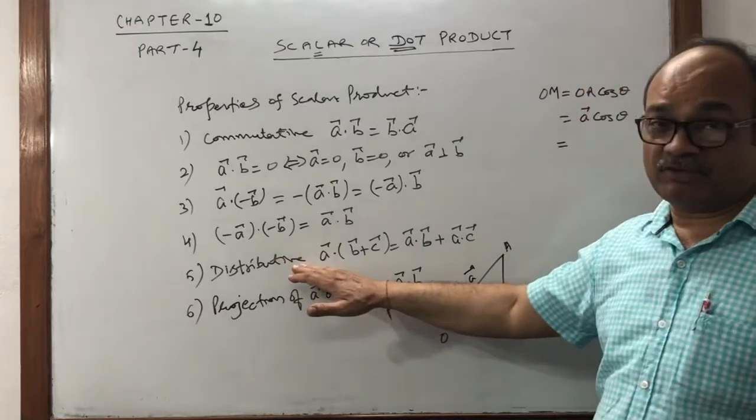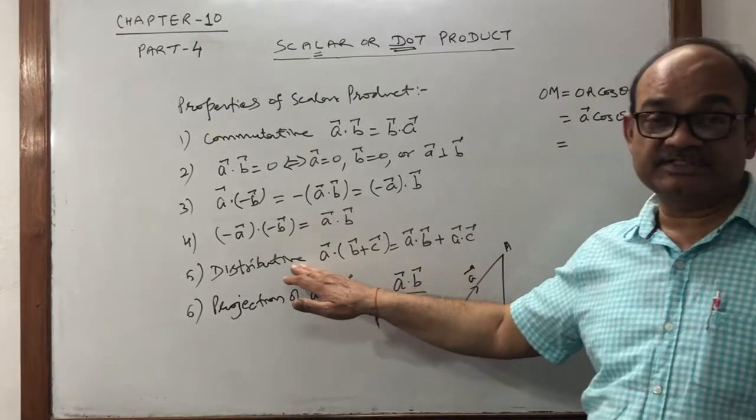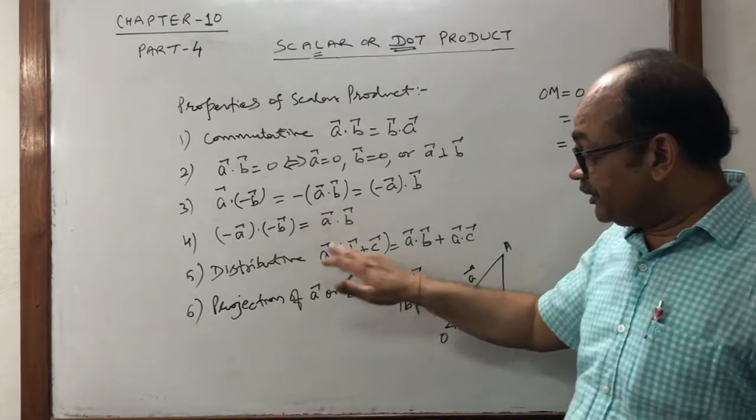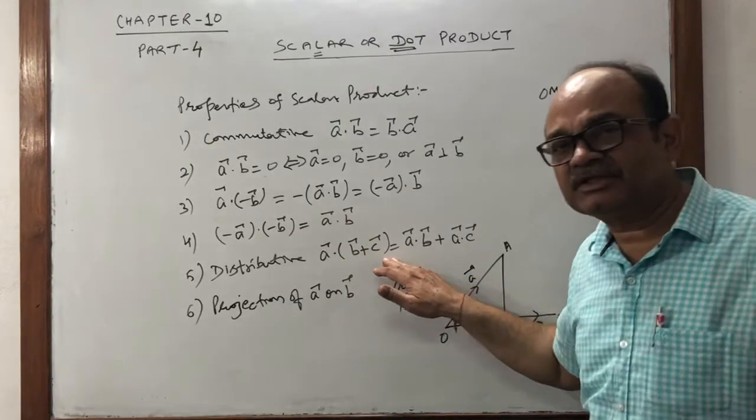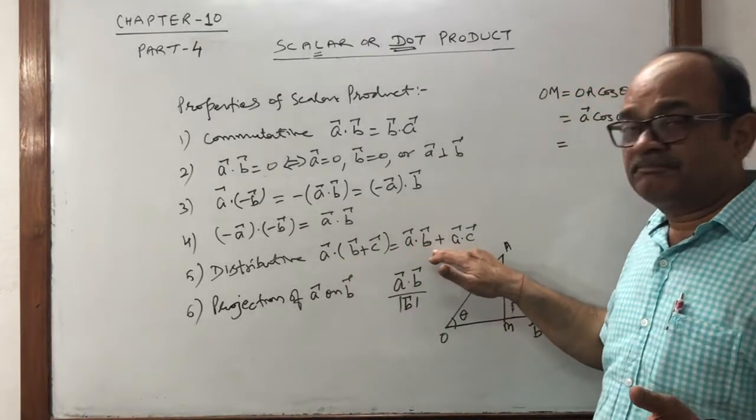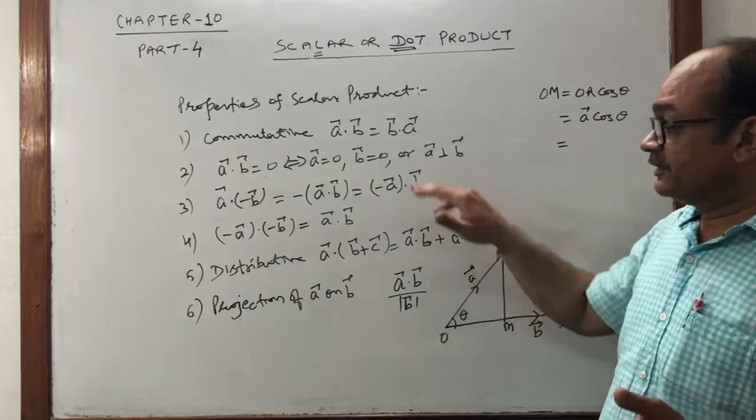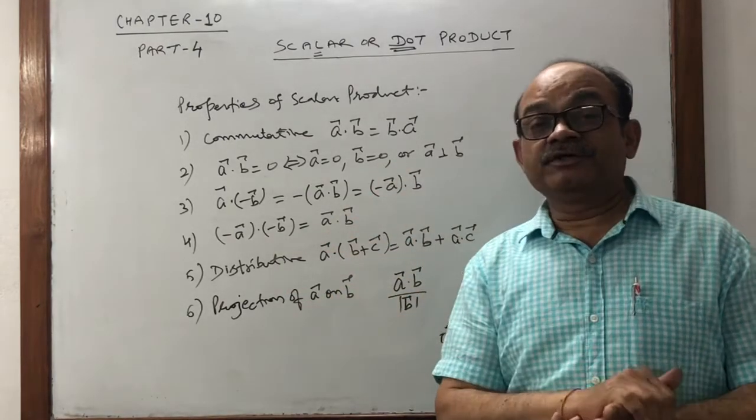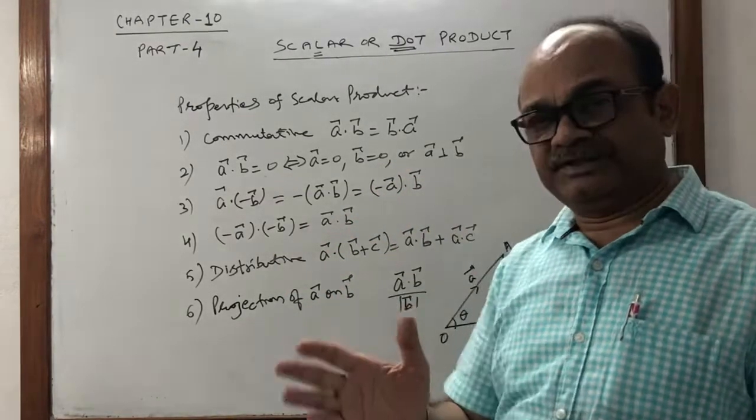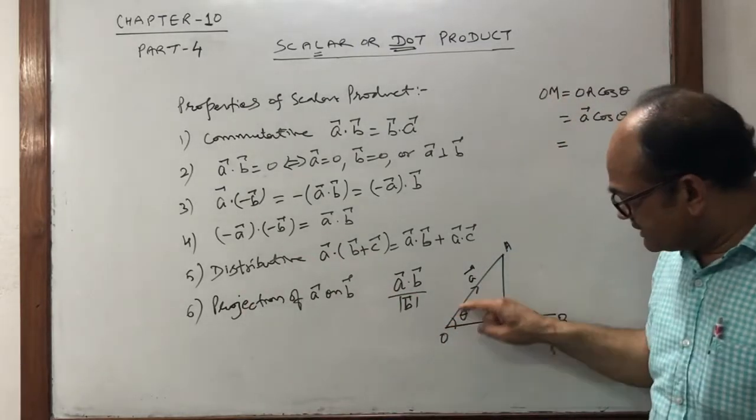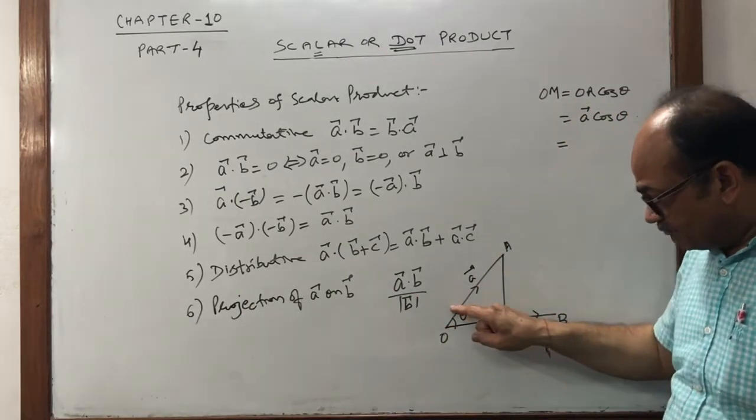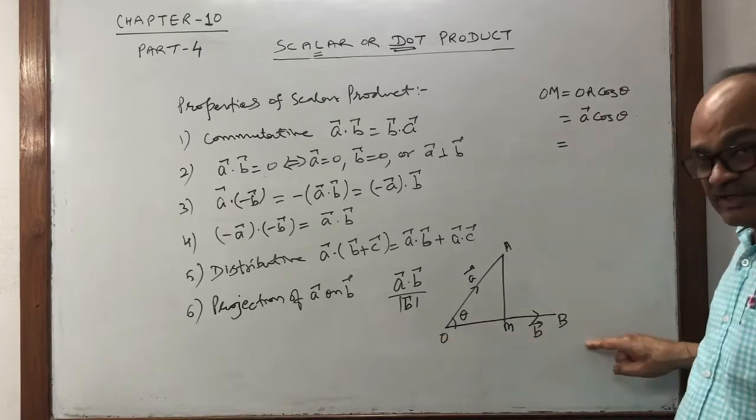Next is the distributive law. In so many problems we use this theorem, the distributive law. A dot (B plus C), simple expansion, A dot B plus A dot C. And the last is again an important point, the projection of vector A on B. Suppose a vector is A and at an angle theta is vector B.